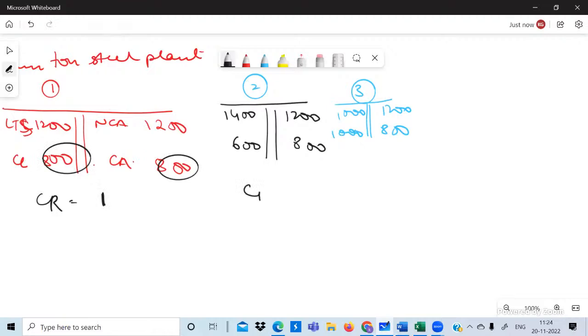If I calculate the current ratio over here, it will be 800 upon 600. That's 4 by 3. That makes it 1.33. And if I calculate the current ratio over here, it is 0.8.